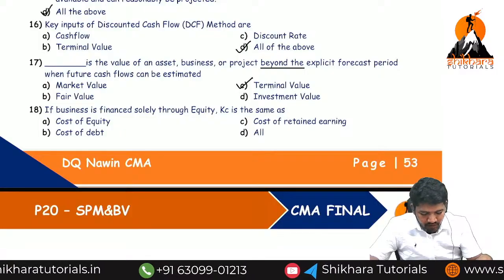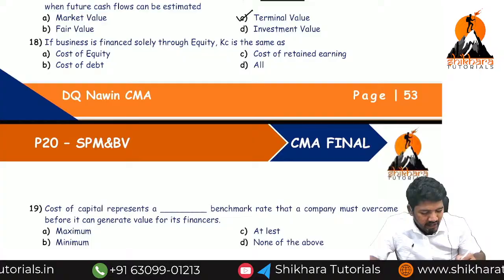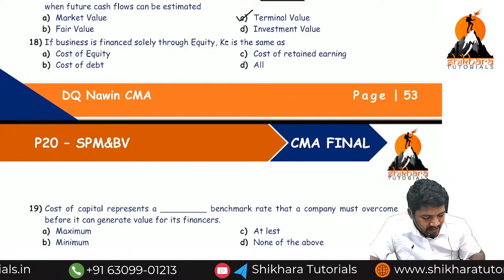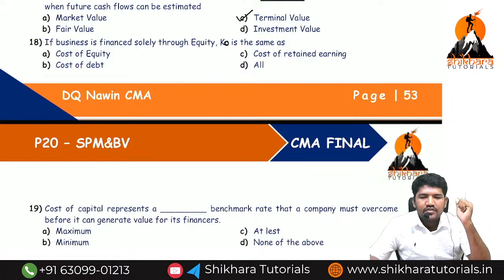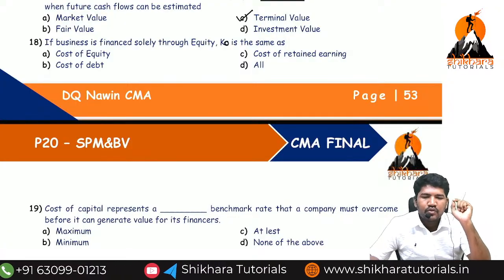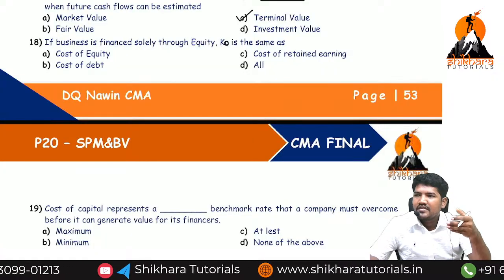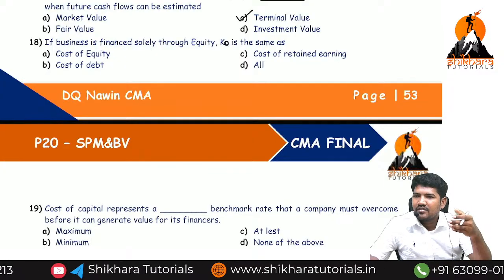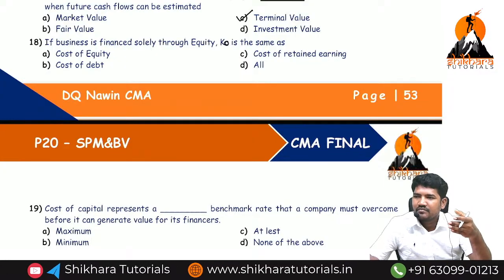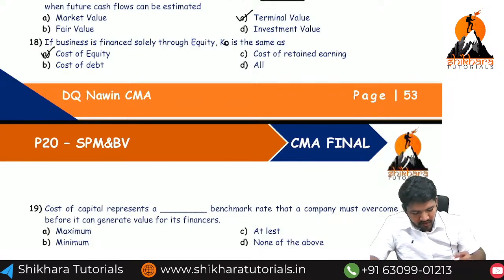Next, illustration number 18. If the business is financed solely through equity, it is not Kc, it's Ke. The business is financed solely through equity, Ke is the same as cost of equity. Sir, this question was asked in December 23 exam. Guys, clear? So cost of equity.